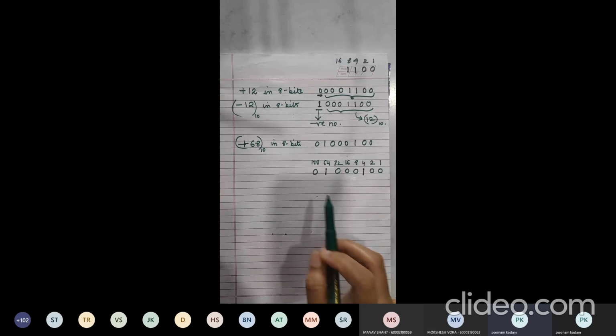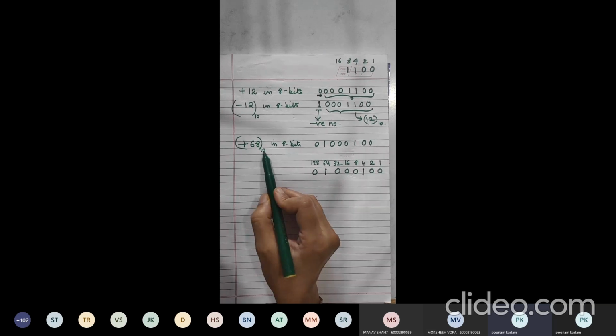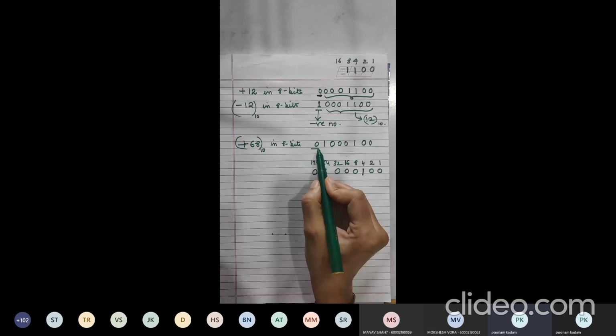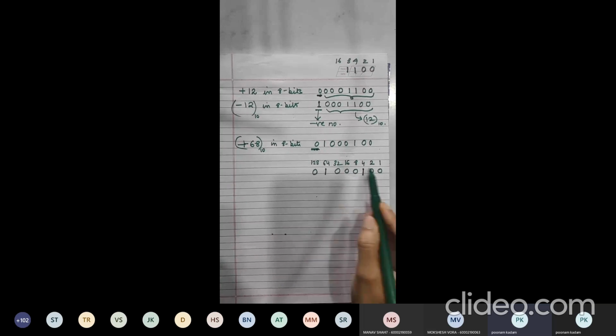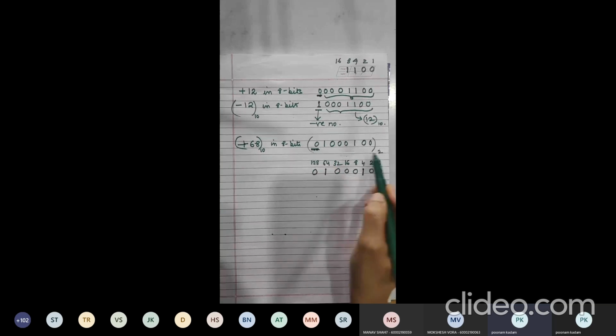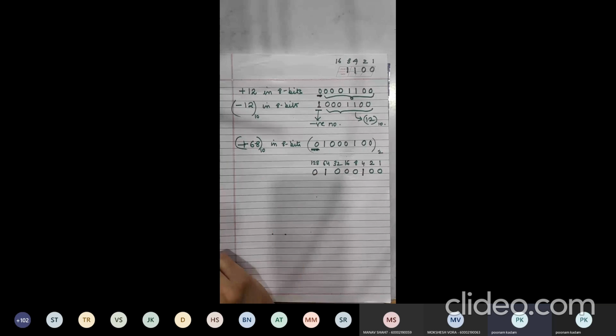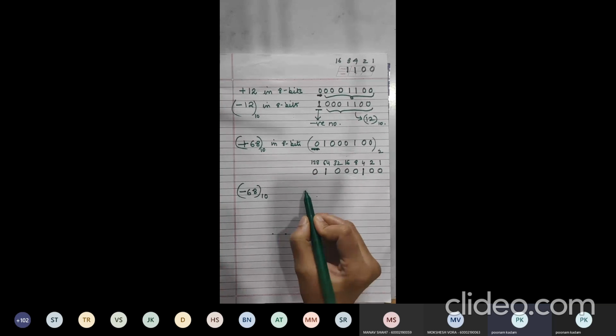Okay. So this is how we have found the binary equivalent of 68. So plus 68 using 8 bits will be like this. The first bit is 0, which indicates that we are representing a positive number. And if you find the value of this number, we have already seen it is 68, right? So this is the sign magnitude representation of decimal number plus 68. Now minus 68 in sign magnitude form will be, instead of 0 here, I will replace the MSB bit by 1, and the rest of the bits will remain the same.